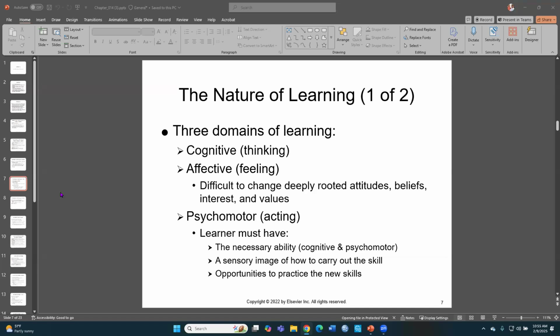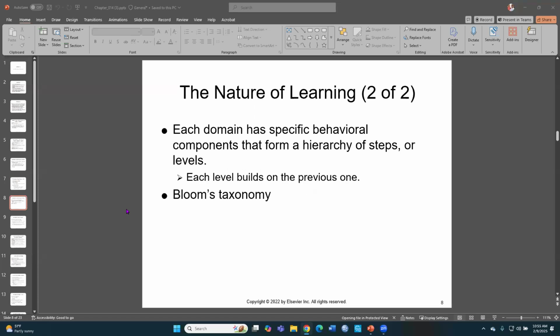And so depending on how our learners are learning, we need to use all of these domains when we are planning our education activities so that we can include all three types, your cognitive, your affective, as well as your psychomotor domains when we're performing the education. Each domain has a specific behavioral component, and each level builds on the previous one.